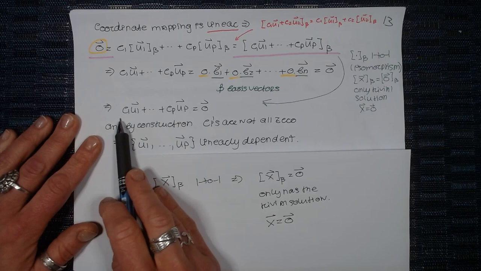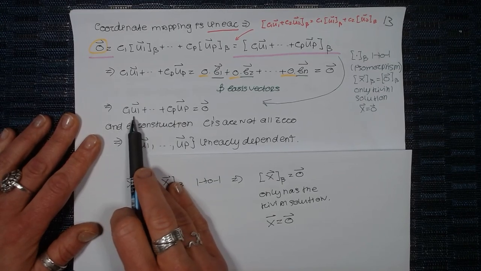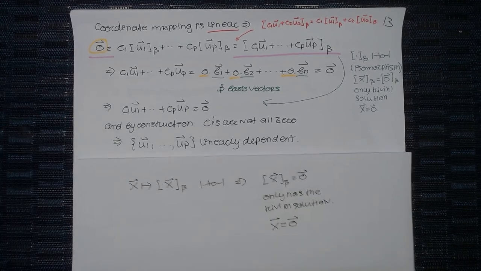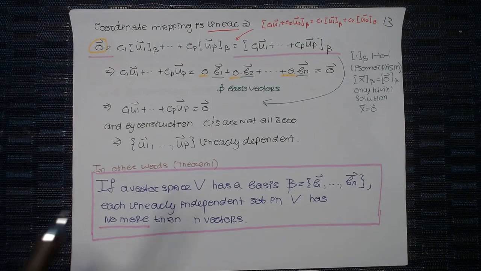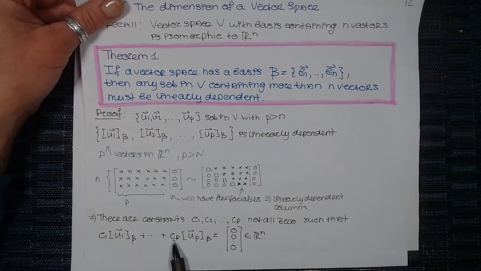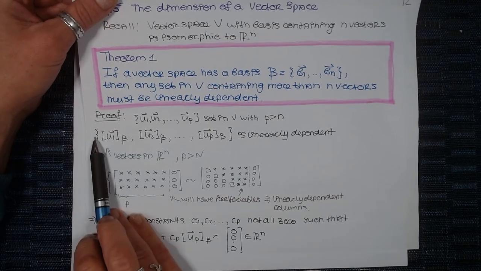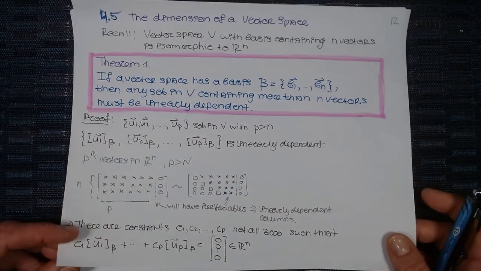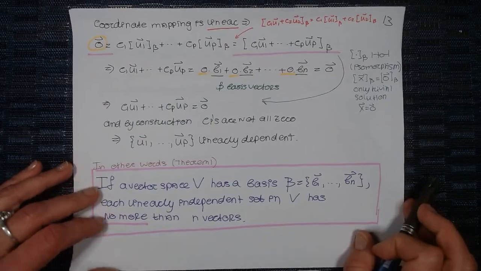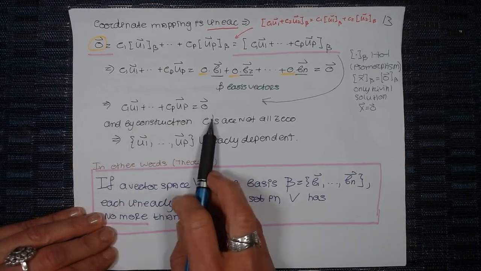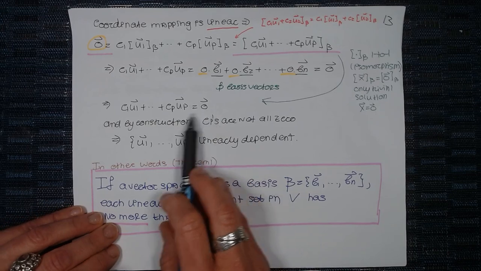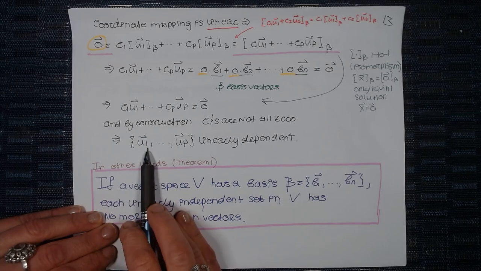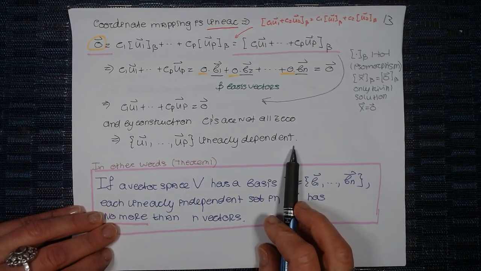So we basically get that my linear combination of my vectors u1 through up equals 0, right? But by construction, remember what we started with is that my constants c1 through cp are not all 0, because the individual beta coordinate vectors of u1 through up are linearly dependent. So here we obtain that this linear combination I can construct such that not all c's are equal to 0. So my vectors u1 through up are also linearly dependent.